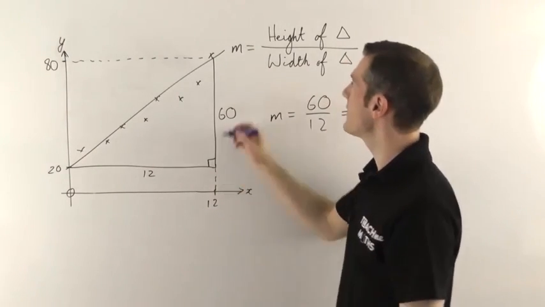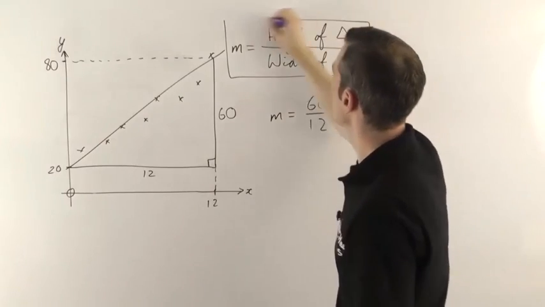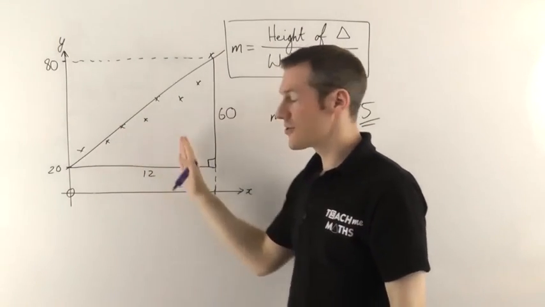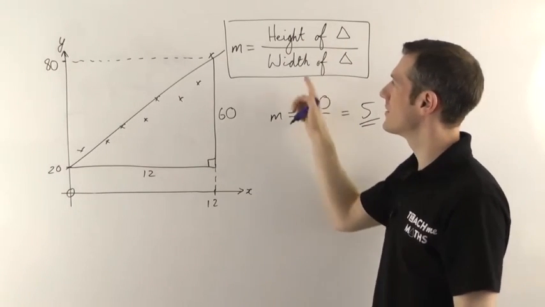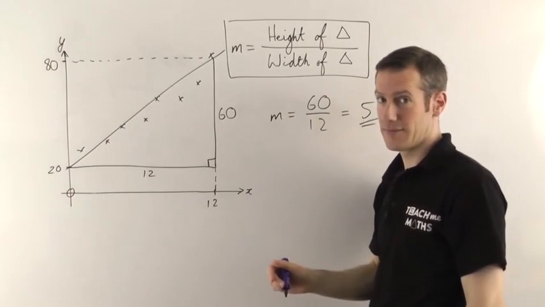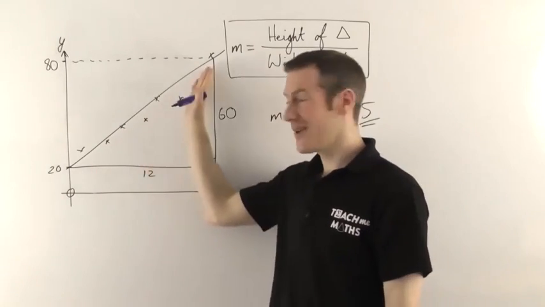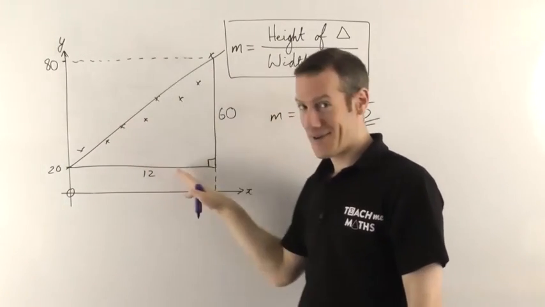line. Remember the definition, that's the most important thing. You draw a right angle triangle that sits underneath the line somewhere, and the gradient is always the height of that triangle divided by the width of the triangle. Just remember, uphill is positive, downhill is negative.